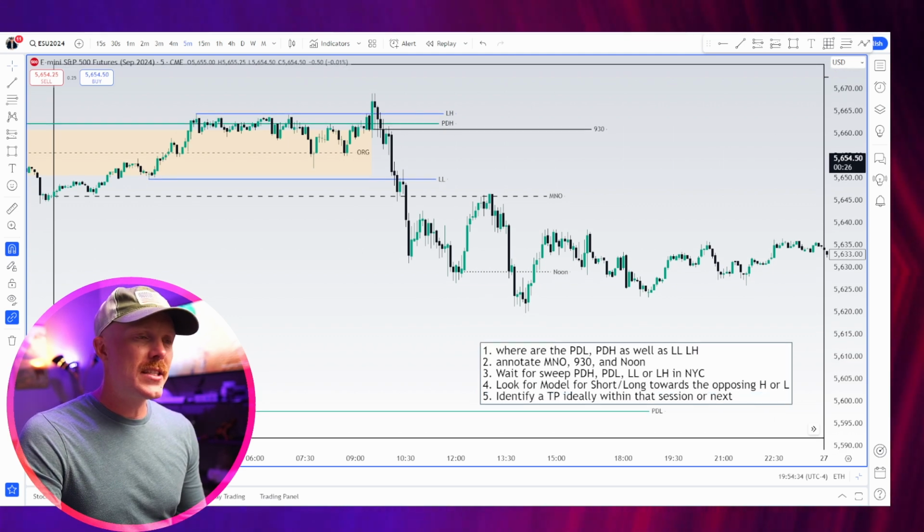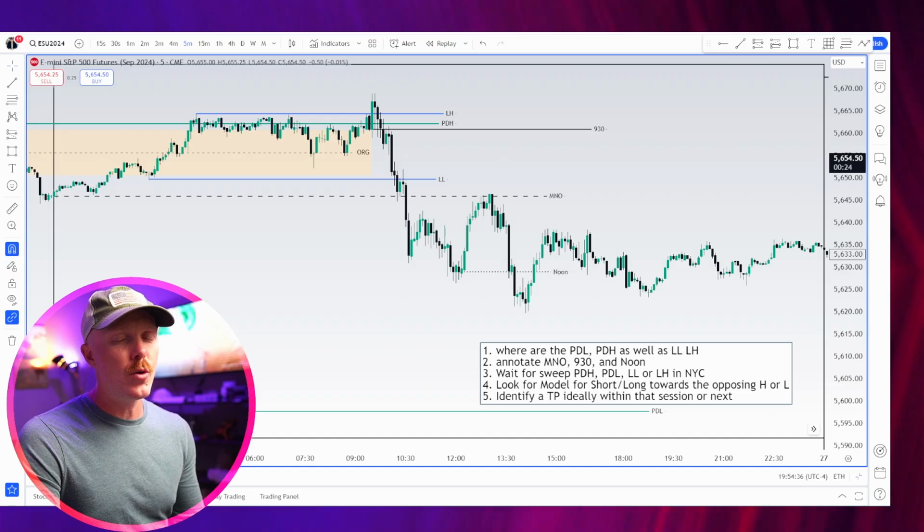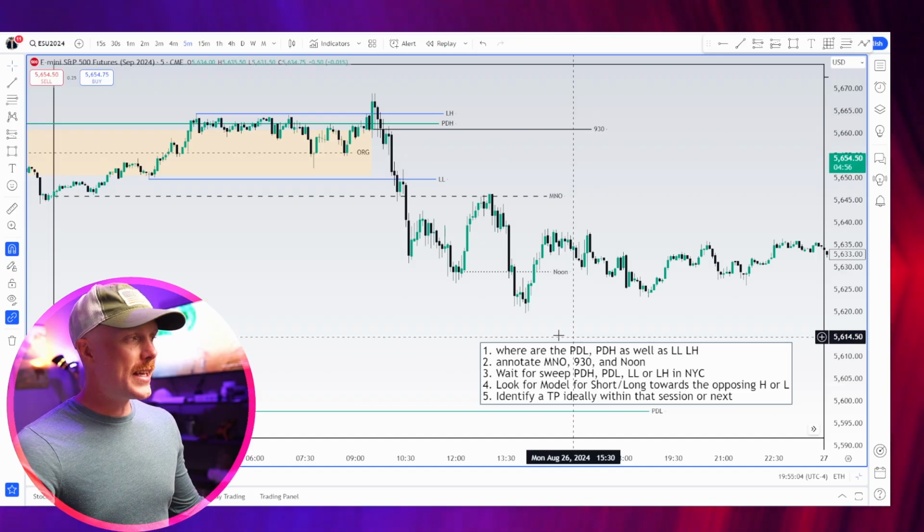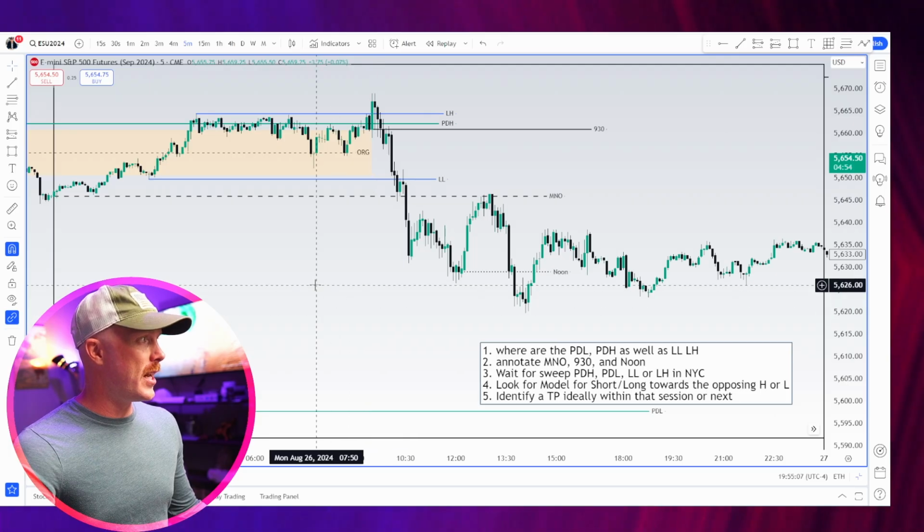And step number 5 is going to be to identify a take profit, which is ideally typically in the same session or the next session. So let's put this together within Monday's price action and see what we can find.